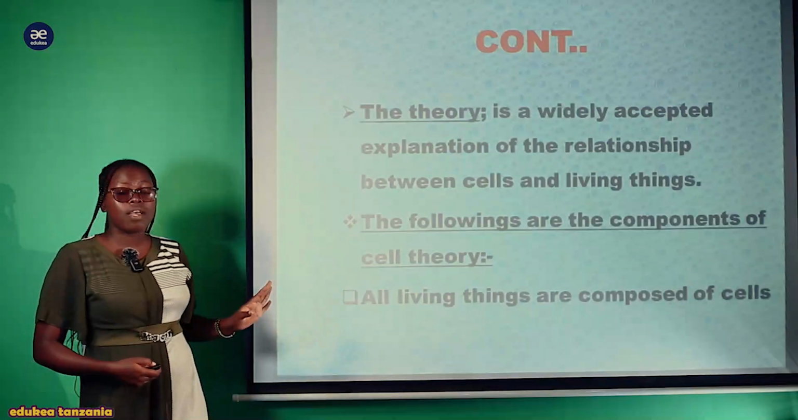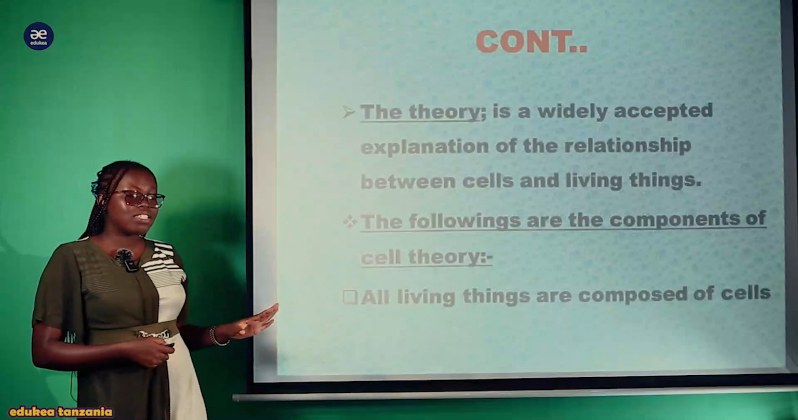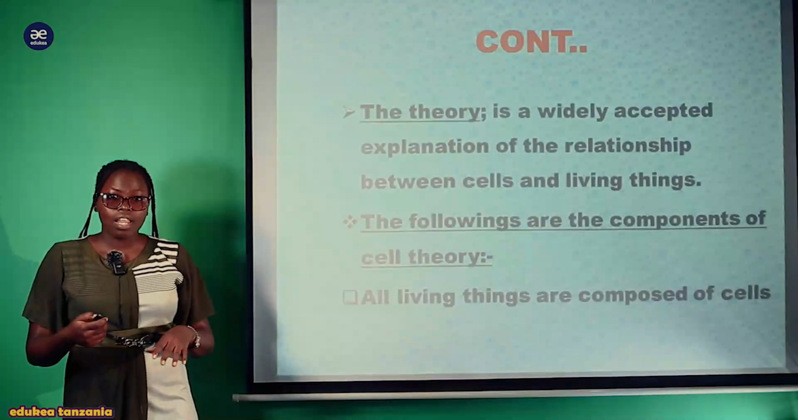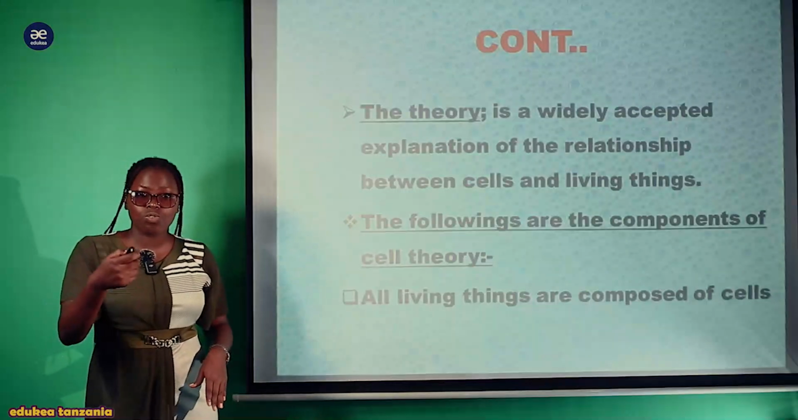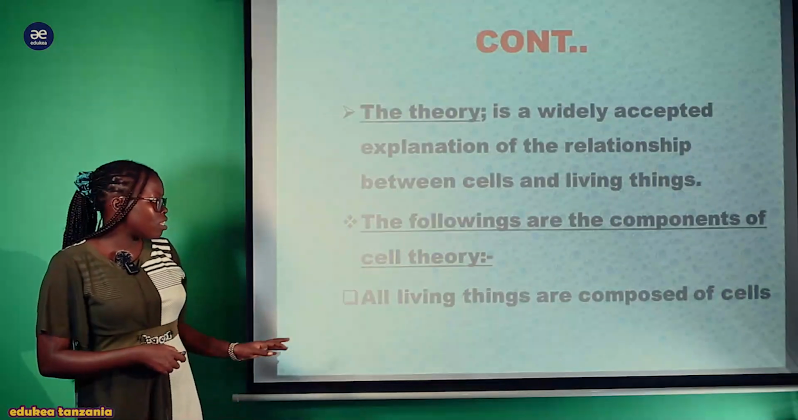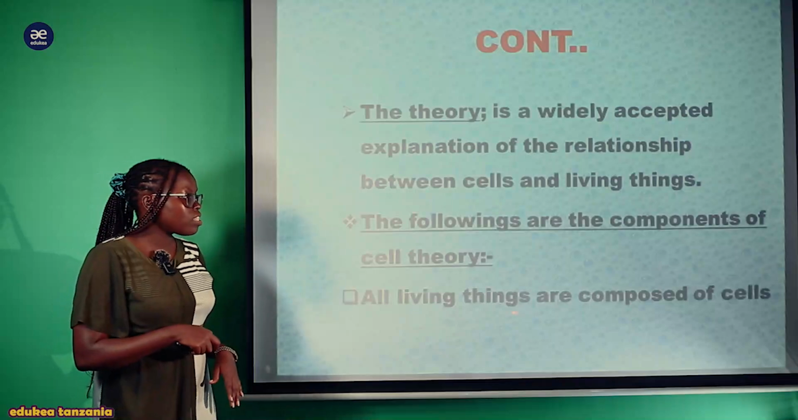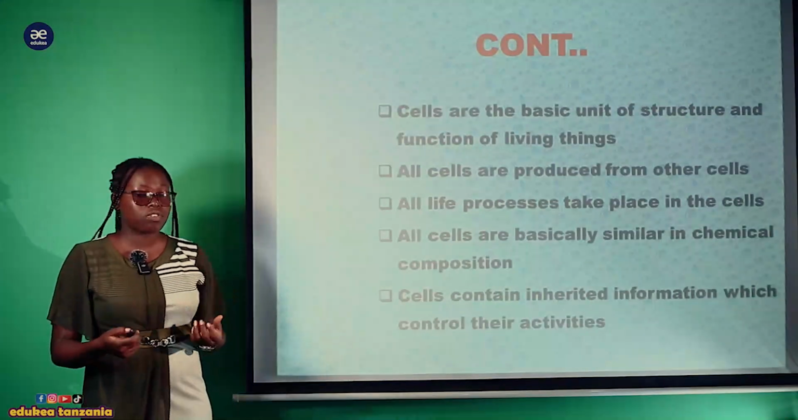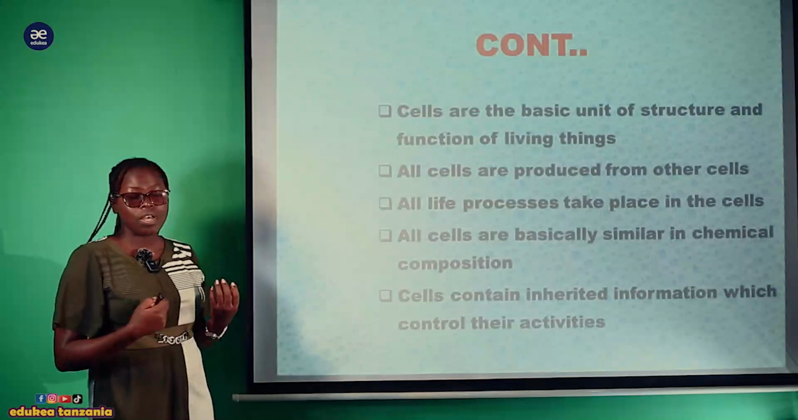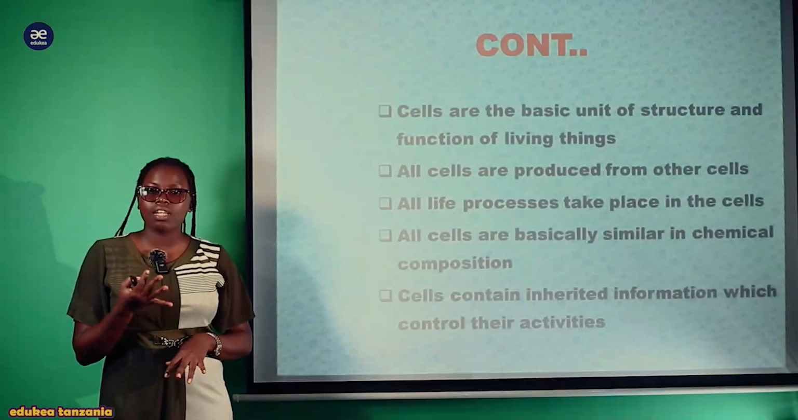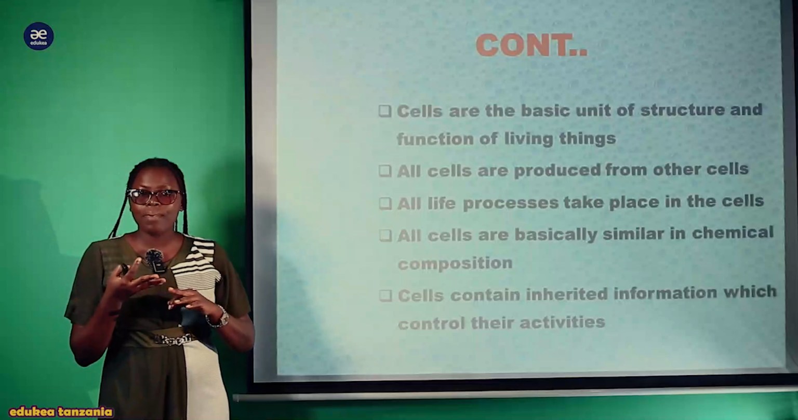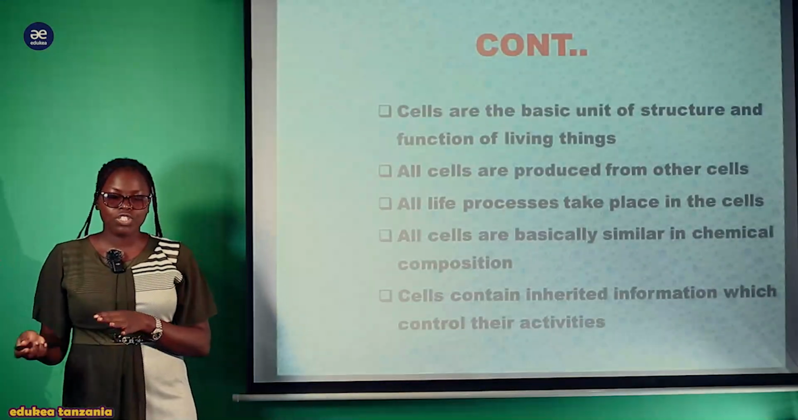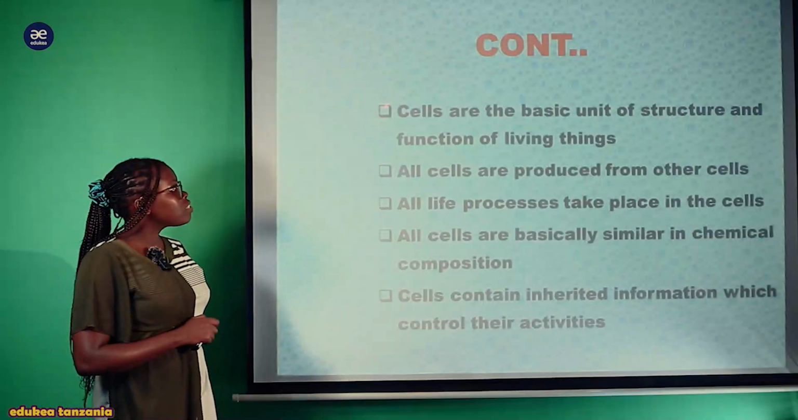Now let us see the relationship existing between the cell and living things, which was developed through the cell theory. The first cell theory states that all living things are composed of cells. Viumbe hai wana cell, so no life, no cell. That's why organisms which are made up of one cell are known as unicellular, and those made of millions of cells are known as multicellular. Examples are human beings, cow, fish, and others. And the cell is the basic unit of structure and function of living things.